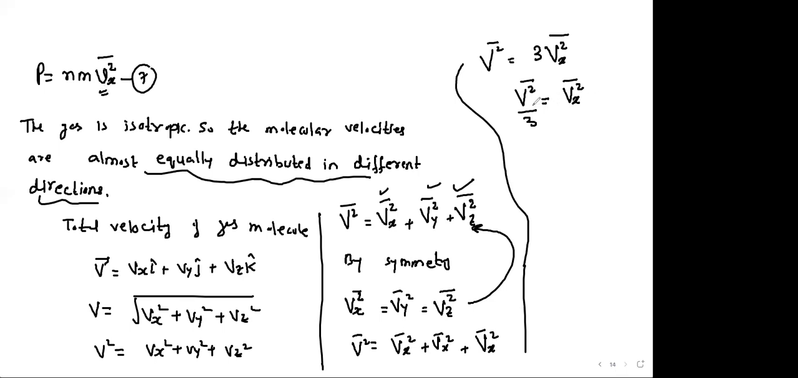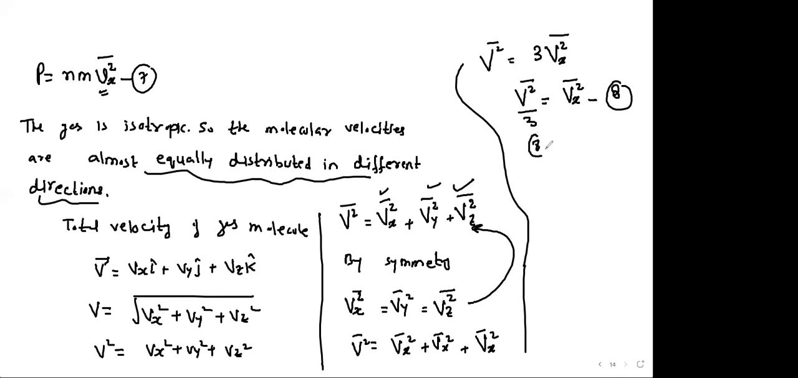This is the total velocity of gas molecule. This was a wrong assumption. In equation 7, I was assuming that gas molecules are traveling only along the x-axis. They have equal probability to travel in any direction. When you take that probability, you get this equation. This is equation number 8.